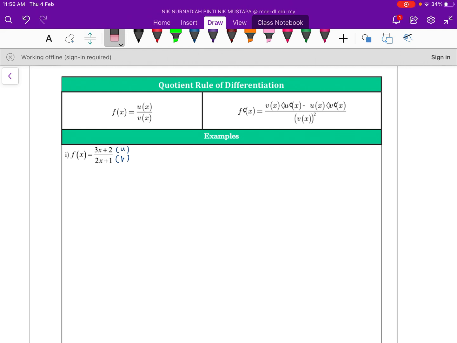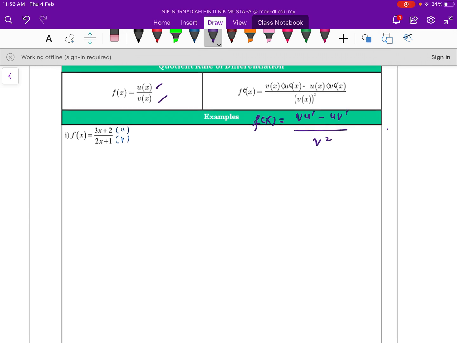Okay, hi everyone. Sekarang kita nak teruskan kepada question rule of differentiation. Sebelum ni kita belajar tentang product rule. Now kita pergi kepada quotient. Quotient ni melibatkan pecahan, dalam bentuk U over V. So the formula is f'(x) equal to (VU' minus UV') over V square. So U tu berada di atas, dia di numerator, and the V is the denominator.